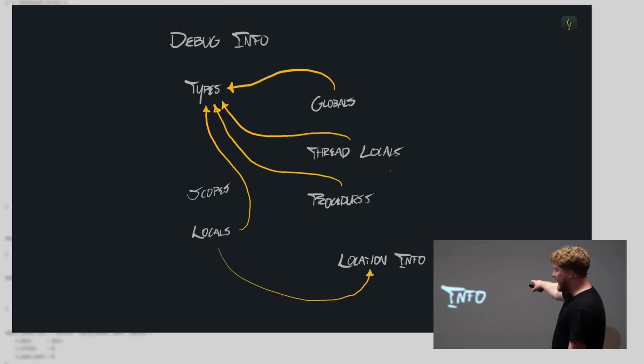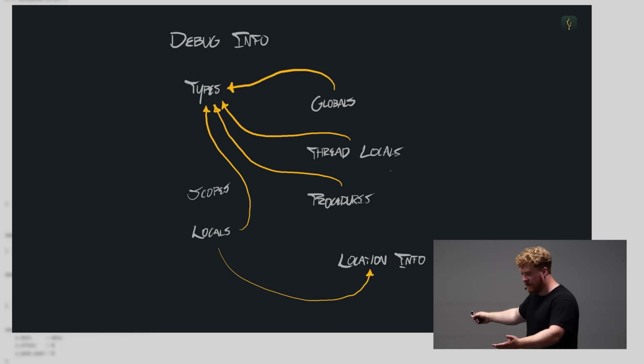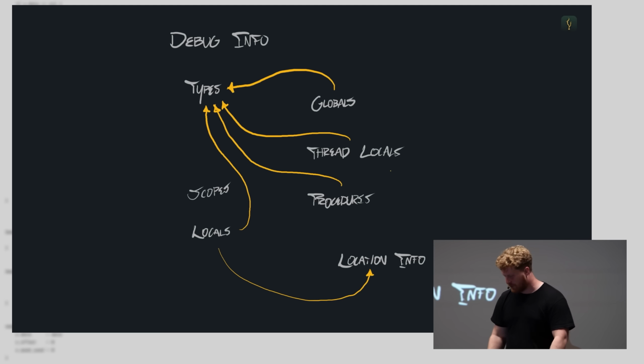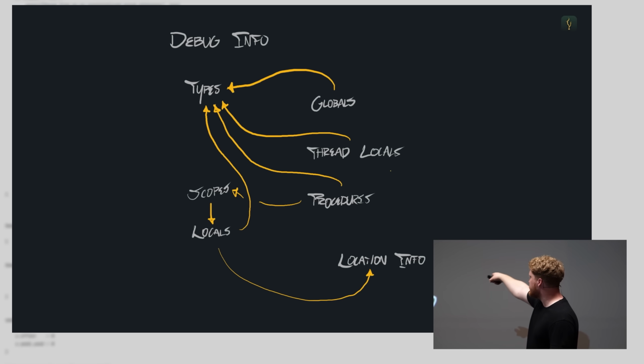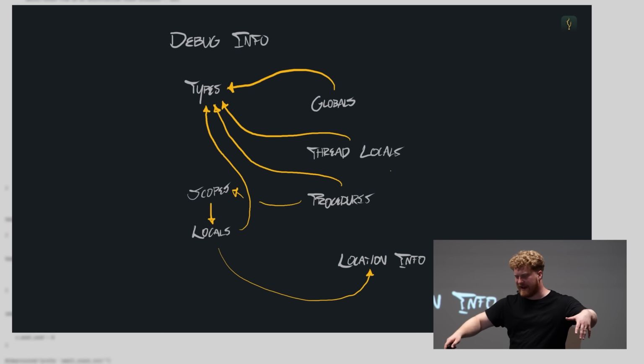Locals refer to their location info, hint, for the address of entity thing, we'll get there. And scopes refer to the local variables that they contain, and the procedures refer to the scopes that are sort of nested under them.